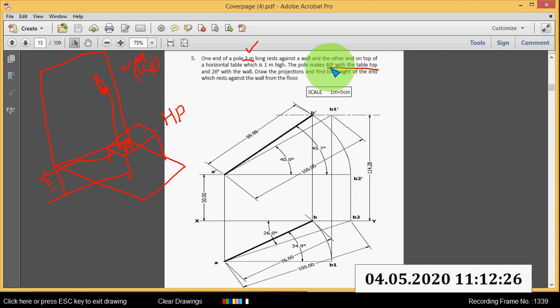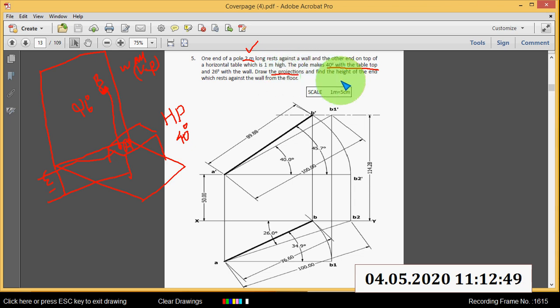That means 40 degree with the horizontal plane and 26 degree with the wall. Wall means VP, so 26 degree with the VP. This line makes an angle of 26 degree with the VP, and with the HP this angle is 40 degree. Draw the projections.